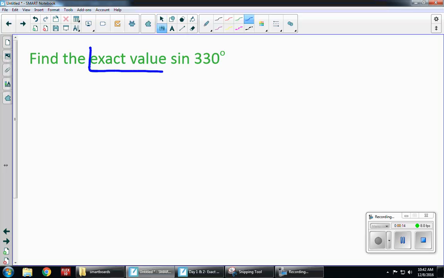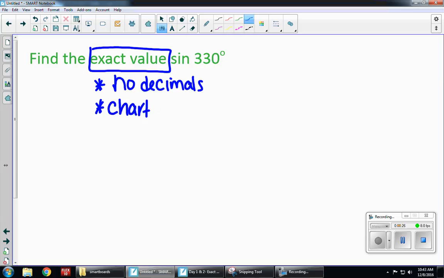When I see the phrase exact value, I should be thinking two things. The first is no decimals. And the second is I should be thinking about my chart. My chart has three values on it: 30 degrees, 45 degrees, and 60 degrees. So since 330 is not one of those three, I need to do a little bit of work.